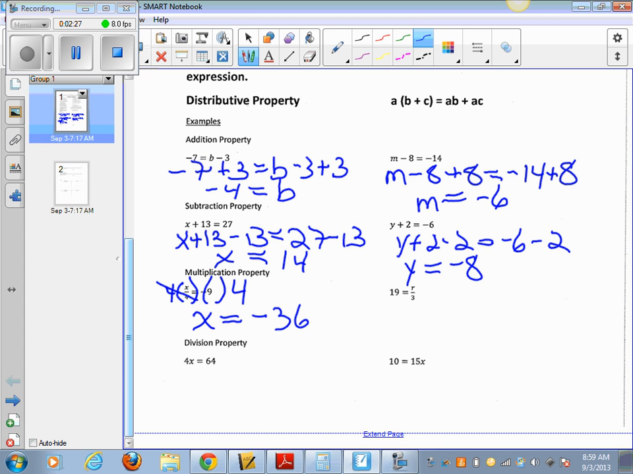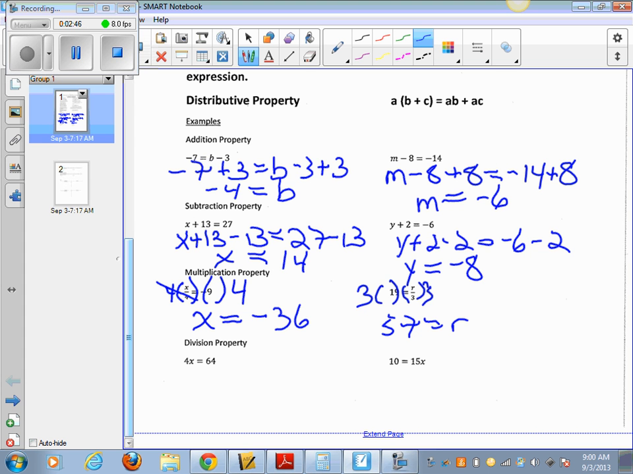And over here, we're going to multiply both sides by 3. We get 19 times 3 is 57 equals, our 3's cancel out, leave it r. I don't know why it's going kind of squiggly. Sorry about that, but it is.